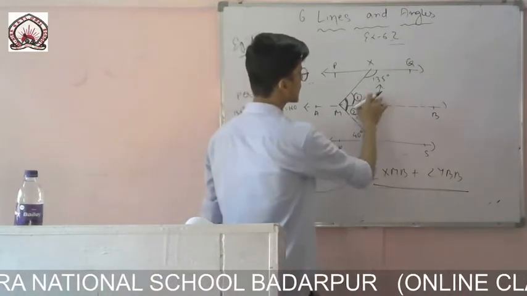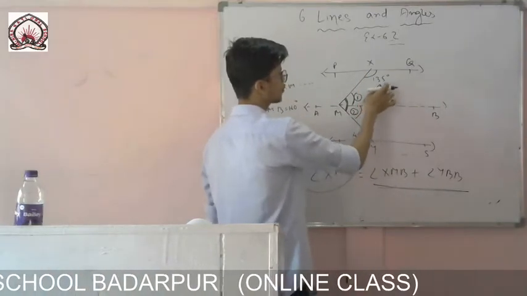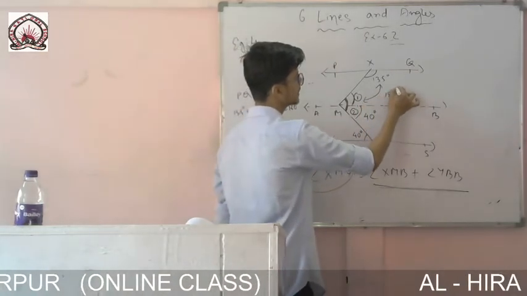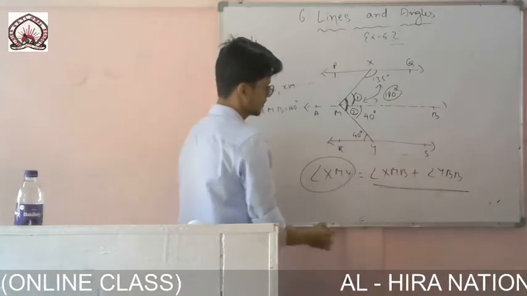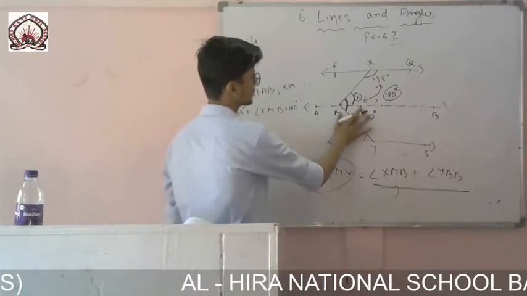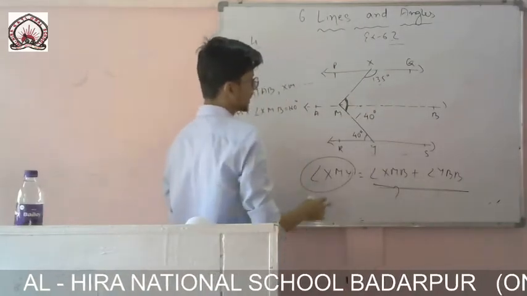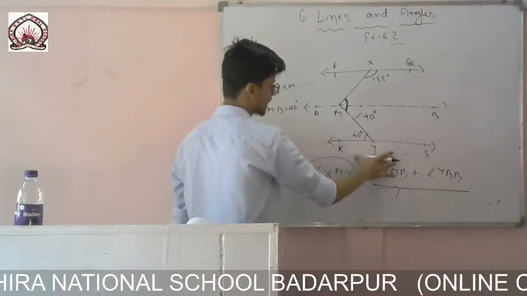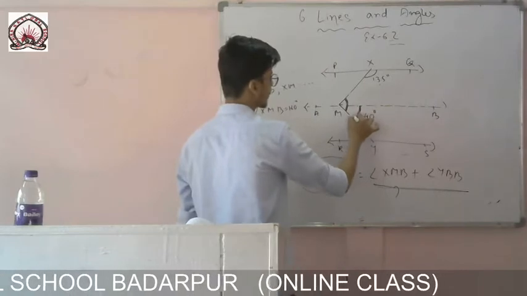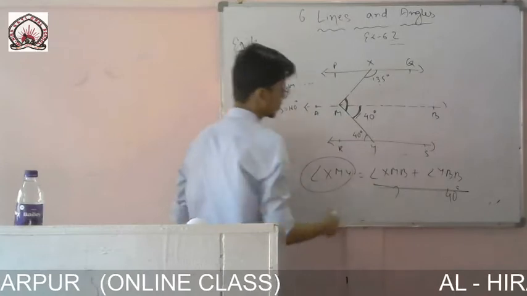To find this angle, I will write that this line is parallel to this line, and these two are co-interior angles. If these two are co-interior angles, then their sum will be 180. So easily I will get this angle by using the co-interior angle property. For the other angle, if I write AB is parallel to RS and MY is a transversal, then this one will be alternate to this one. These two are alternate angles, so this value will be 40 degrees. You just solve it, you will get the answer.